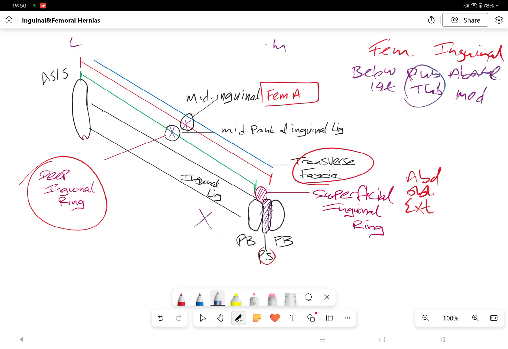So anywhere in these kinds of regions. Generally speaking, if you appreciate what I said earlier about the femoral sheath and the femoral canal, that's the area you're looking at. That was the difference between your femoral and your inguinal hernias, so we'll circle that off.